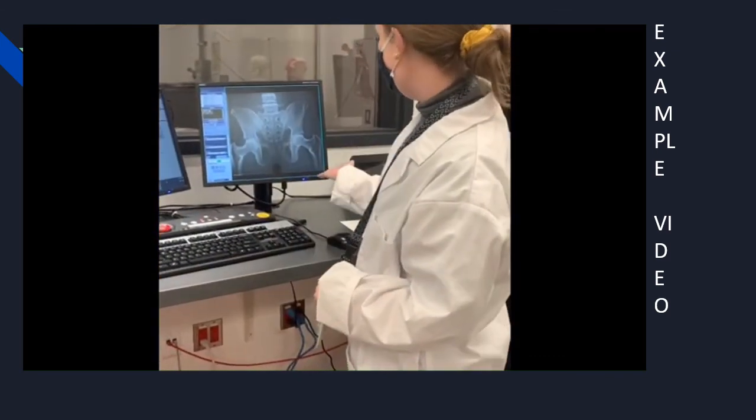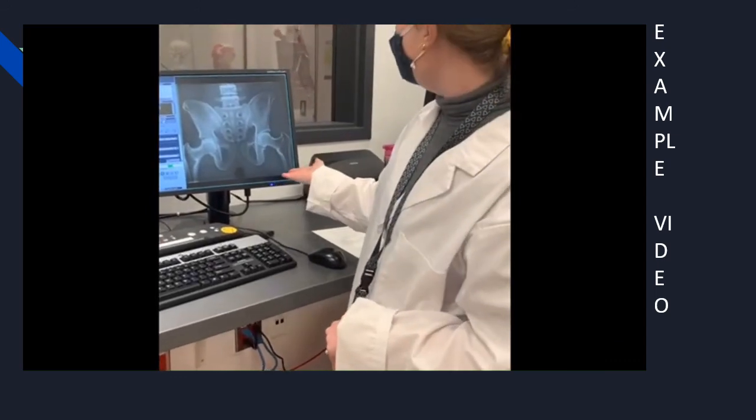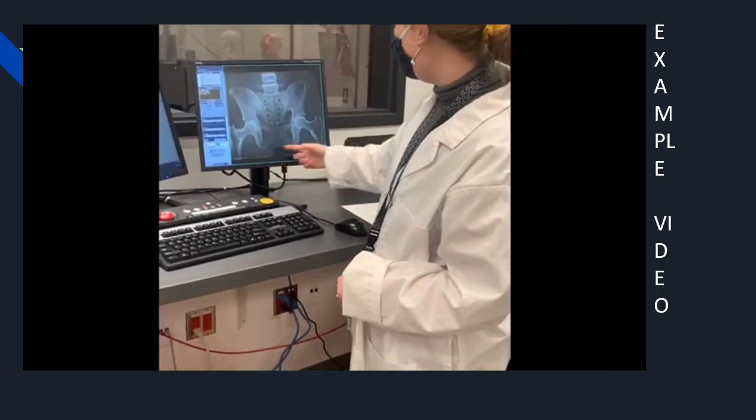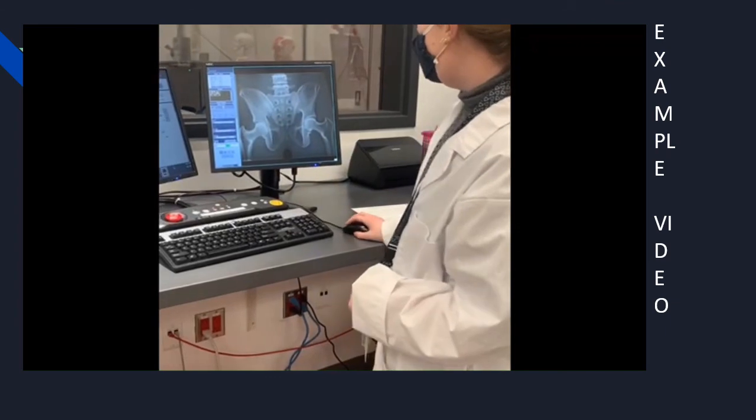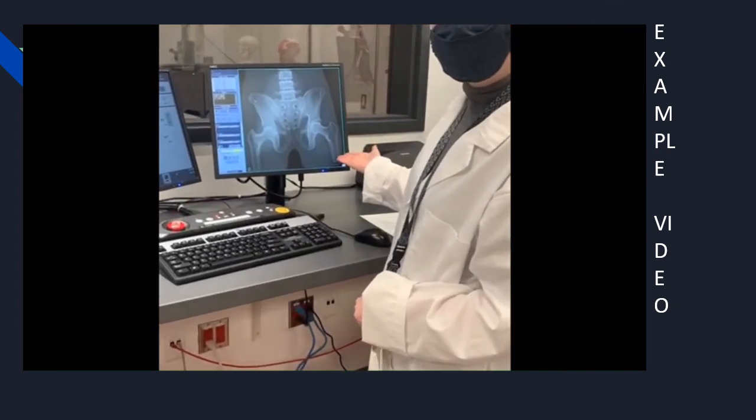Alright, so this is our original setup with the SID at 100. You can see here that the pelvis is magnified. And then we adjusted the SID and it demagnified our air gap method.